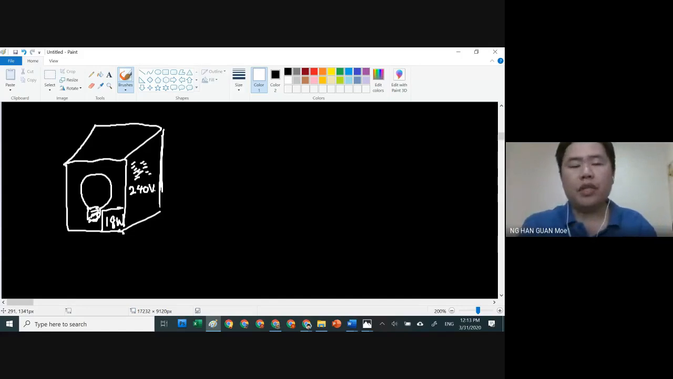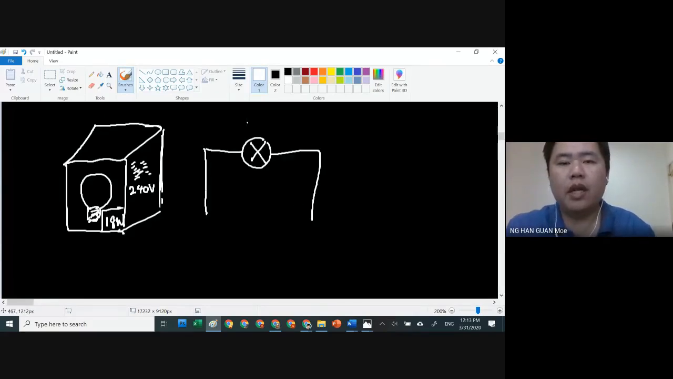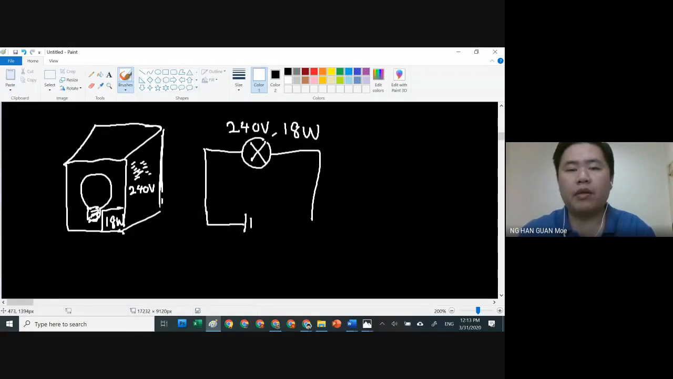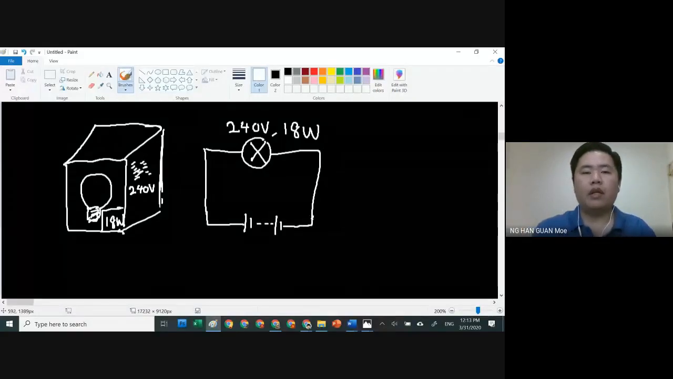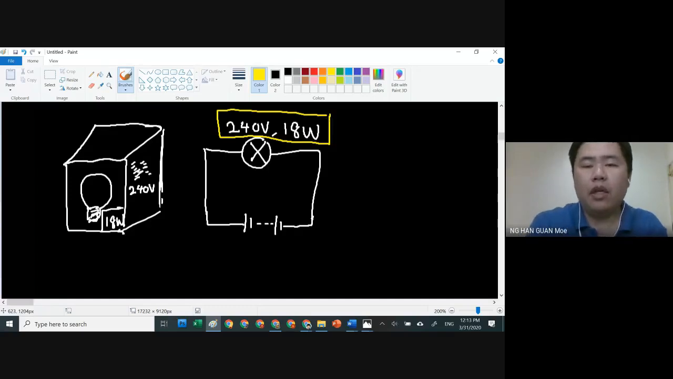For this question, when it comes in SPM, it may show in a diagram like this. There is a bulb provided, and the power rating of this bulb is 240 watt and 18 watt. It will give you the information like this, and then after that, here is a power supply. So this power rating label, for this example, is very important.